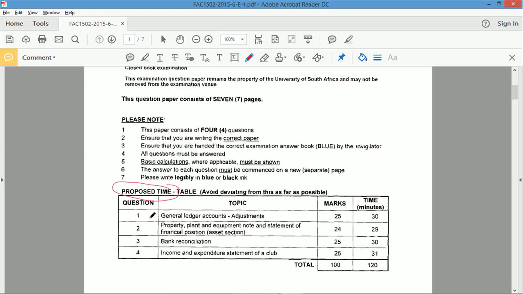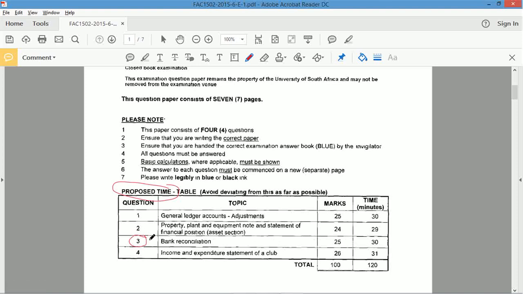with. We've got a general ledger accounts question looking at adjustments. We've got a PPE note and statement of financial position asset section. We've got a bank recon, and we've got income and expenditure for a club. This would definitely be the easiest question to start with, the bank reconciliation. It's 25 marks, it's for 30 minutes.